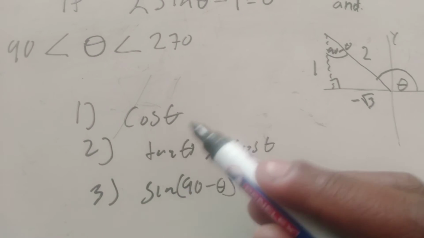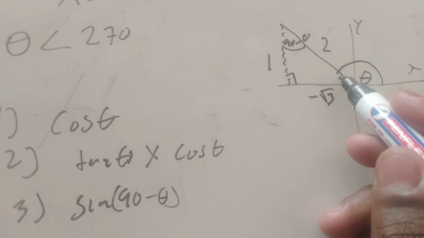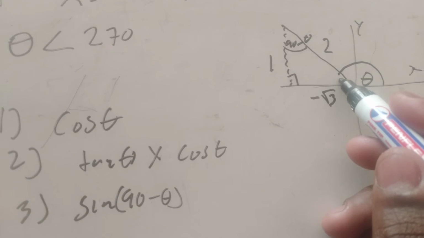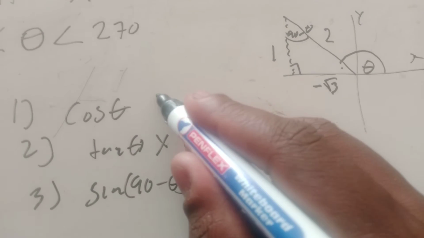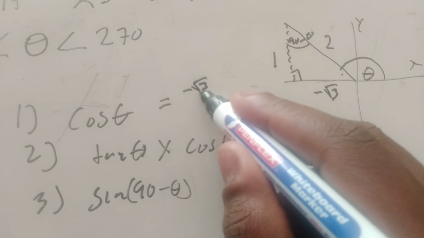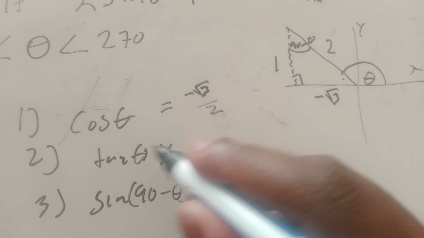So let's answer this question. So they say cos theta, right? So remember, we pretend as though it's inside. So cos is adjacent over hypotenuse. So our adjacent is going to be negative square root 3. So cos theta is equal to negative square root 3 over our hypotenuse, which is 2. So we answer the first one. So let's answer the next one.